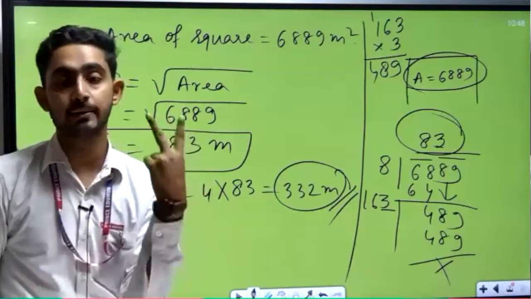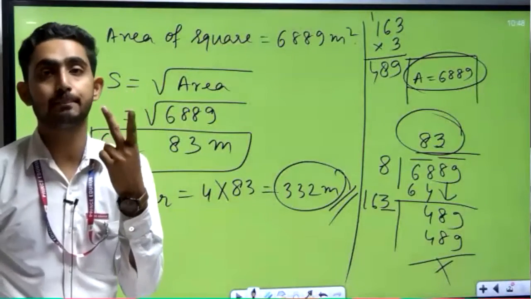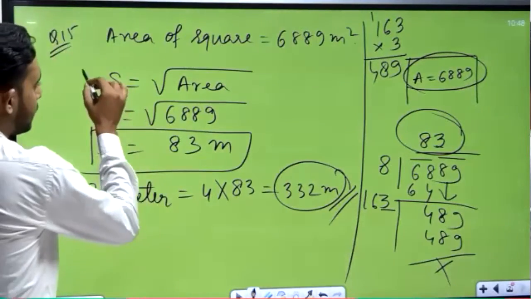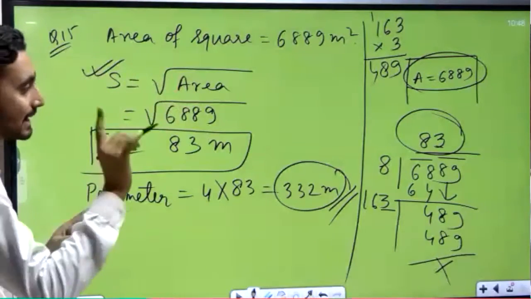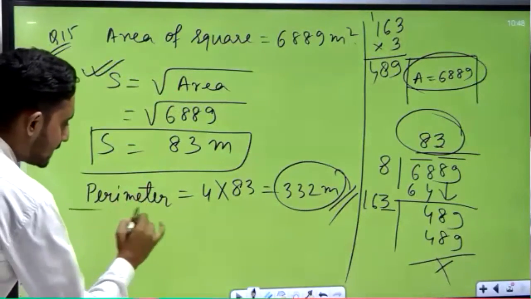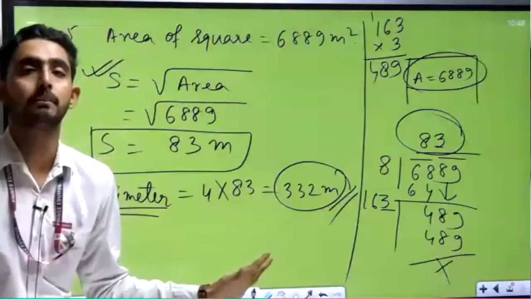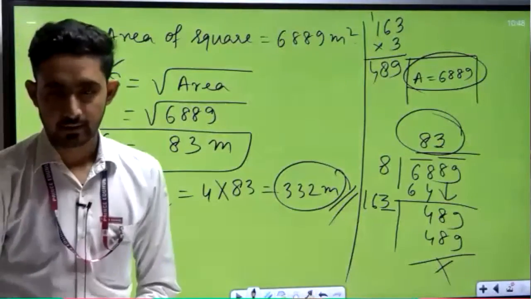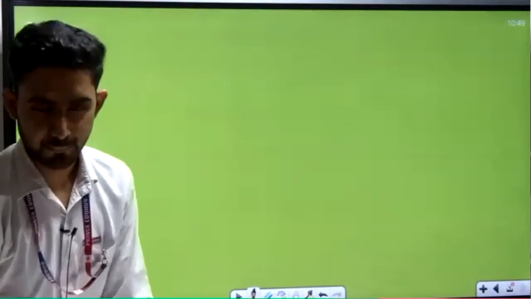In this question two things are very important. First, you should know this formula: side is equals to root over area. And second, another formula: perimeter of square is equals to 4 multiplied by side. That is your complete answer. Okay, understood all of you? Sir, once explain question number 14. Yes. Now we'll move to the next question.